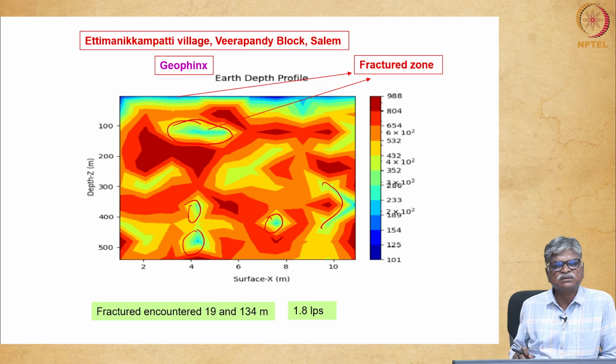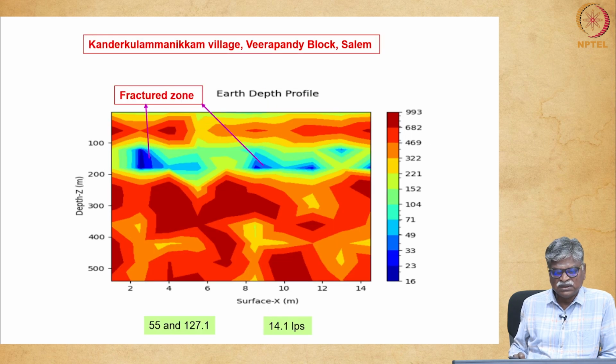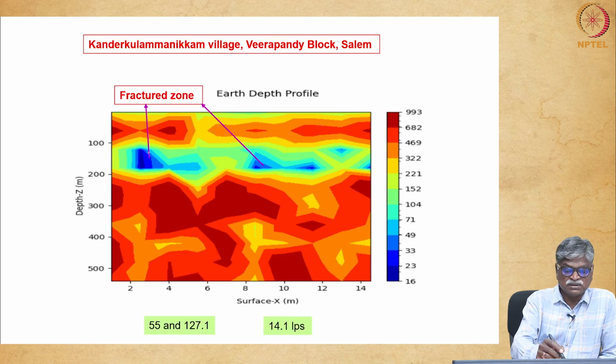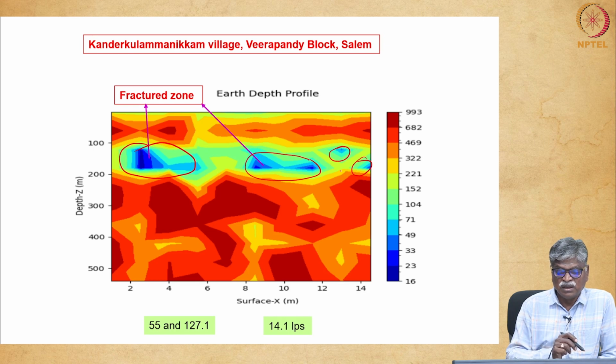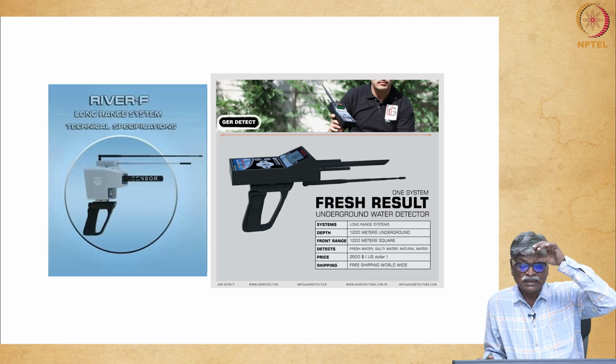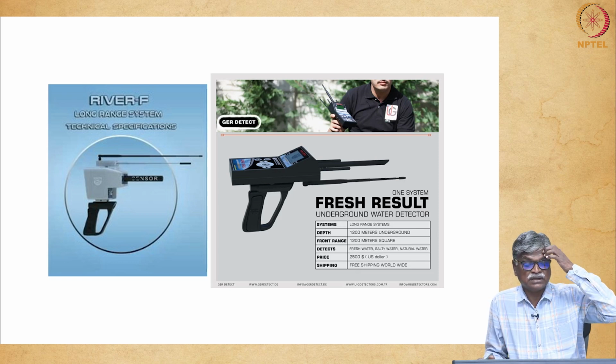From the grounding geophonics. This also you can see the fracture, this is also from grounding geophonics only, this is also grounding geophonics. You see, from grounding geophonics you will get multiple fractures. This also you see the yield, 14.1 LPS we got. There are two sets of fracture, a 15 meter and a 127.1 meter fracture. Whatever I told previously, that is the grounding geophonics.